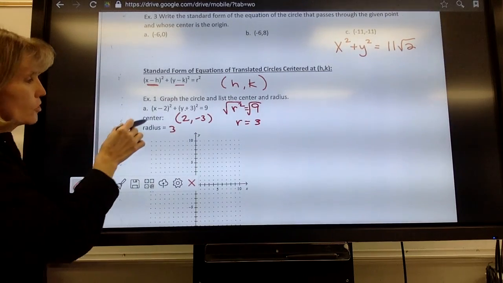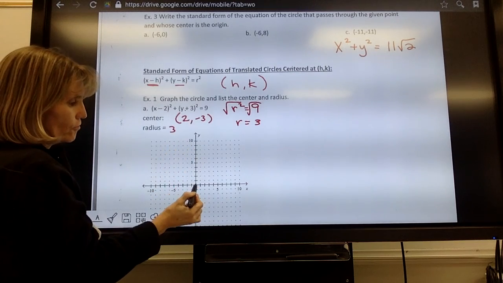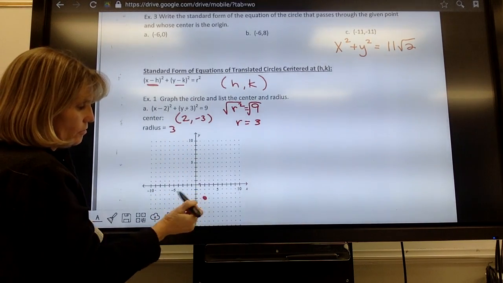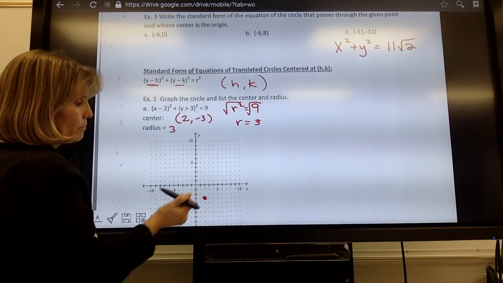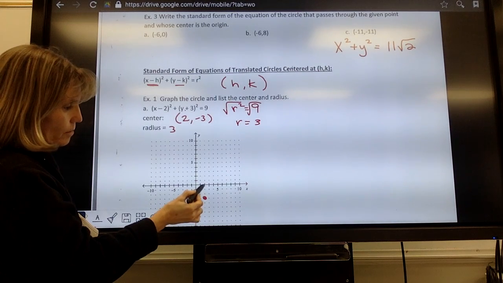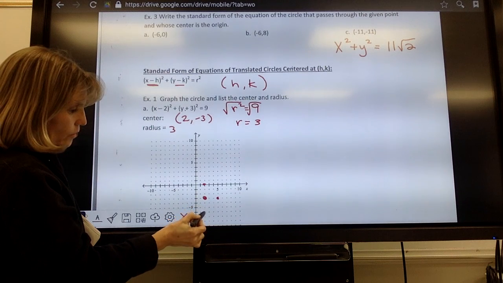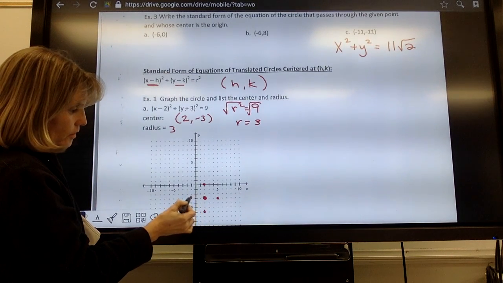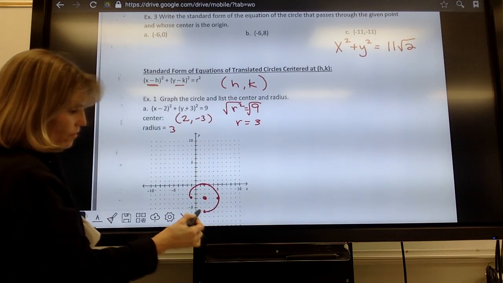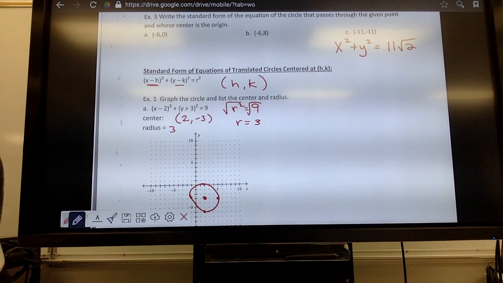Okay, so once you know those characteristics about your circle, then you can go ahead and graph it. You go to the center first. The center is at positive 2, negative 3. That's where my center is right there. And then the radius is 3. So from that center, I'm going to go 3 up. I'm going to go 3 to the right. I'm going to go 3 down. And I'm going to go 3 to the left. And I'm going to do the best I can to make it a perfect circle. Okay, that's my circle. Hardly perfect, but do the best you can.